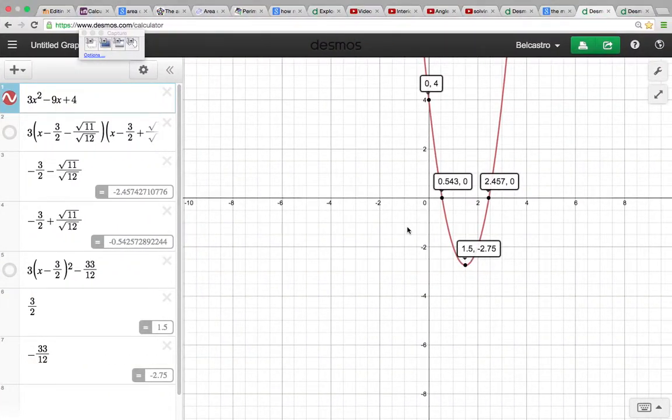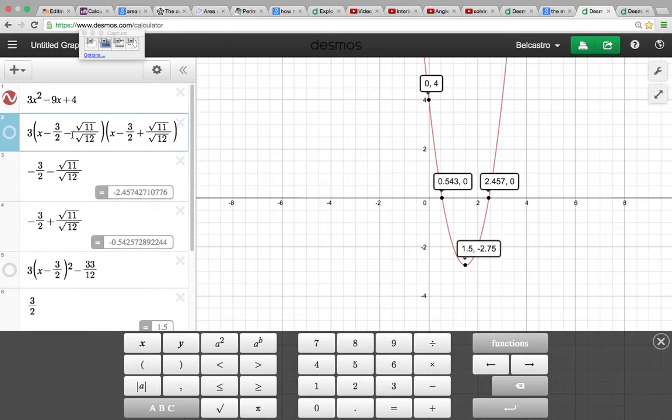So if we take a look over here, this was the form we used. We subtracted root 11 over 12 and added root 11 over 12. And when we subtract it, just to find out what the value is, that's negative 2.457. And obviously, when it's in factored form, it's the opposite of that, so we have positive 2.457. Same idea here. When we added it, we got negative 0.543, and we get positive 0.543.